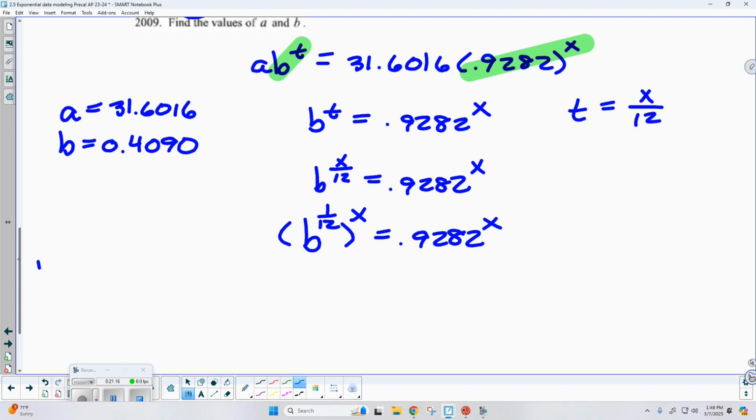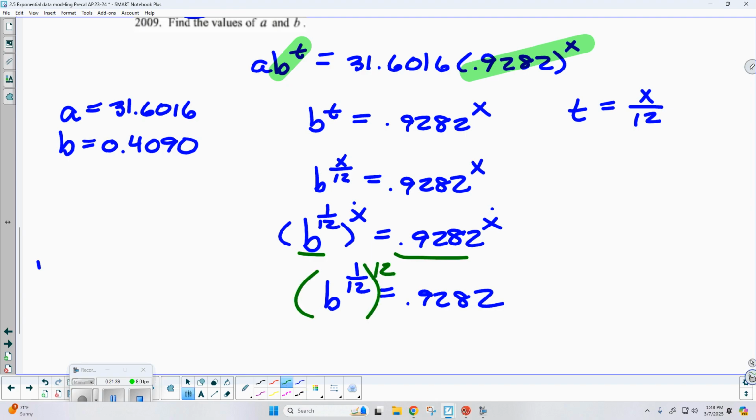And you're absolutely right, because now that they have the same power of X, B to the 1/12 should equal 0.9282. So if B to the 1/12 equals 0.9282, how do I get B and get rid of the 1/12? There you go. Let's raise both sides to the 12. So if you take your calculator, 0.9282 to the 12th, that's how we got that.